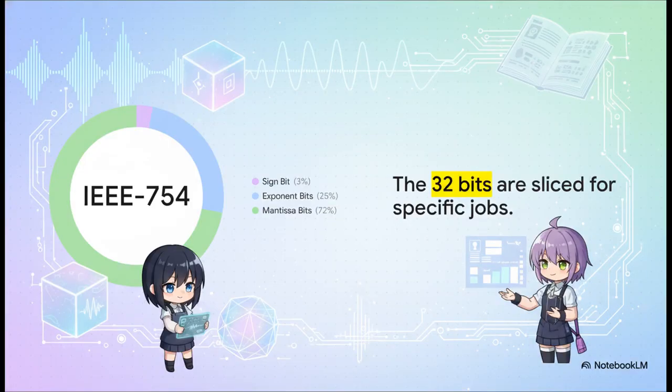Under the hood, this all comes down to the math of the IEEE 754 single precision format. Those 32 bits aren't just a big bucket. They're sliced up for very specific jobs. One bit is dedicated to the sign, basically just determining if the wave is positive or negative. Then 8 bits are dedicated to the exponent. And finally, 23 bits make up what's called the mantissa, or the fraction.